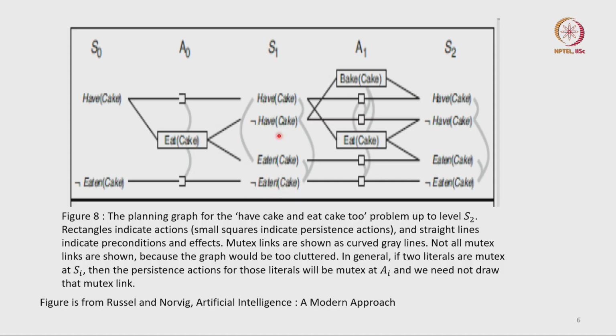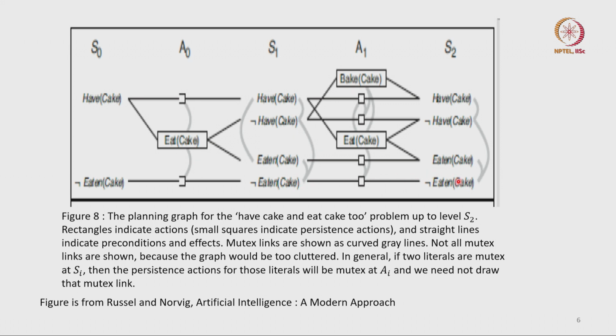So these are the level S1, and if we take level S1 and we apply the actions, so if you have cake, obviously with the persistence actions, you will get all these things, right? But if you say have cake, eat cake, again you will get this action here, okay? So we can see that at level S2 you have cake and not have cake, eaten cake, not eaten cake, which is the same as what occurs in the previous state.